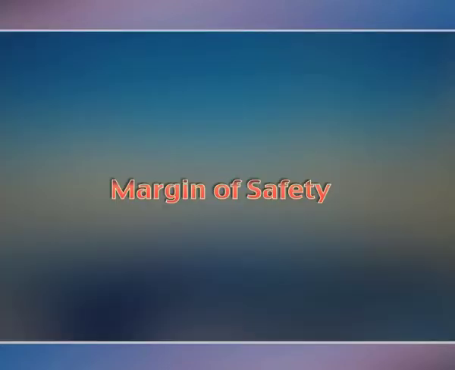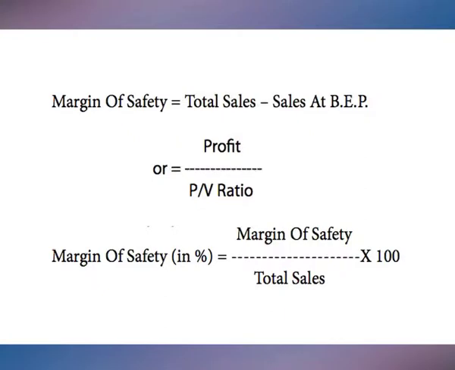Margin of safety. Total sales minus the sales at break-even point is known as the margin of safety. Lower break-even point means a higher margin of safety. Margin of safety can also be expressed as a percentage of total sales. The formula is margin of safety is equal to total sales minus sales at break-even point, or it is equal to the profit divided by P by V ratio. Margin of safety in percentage is equal to margin of safety divided by total sales into 100.